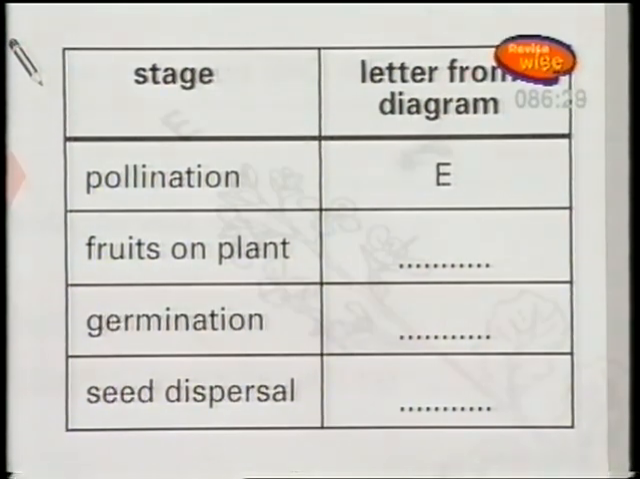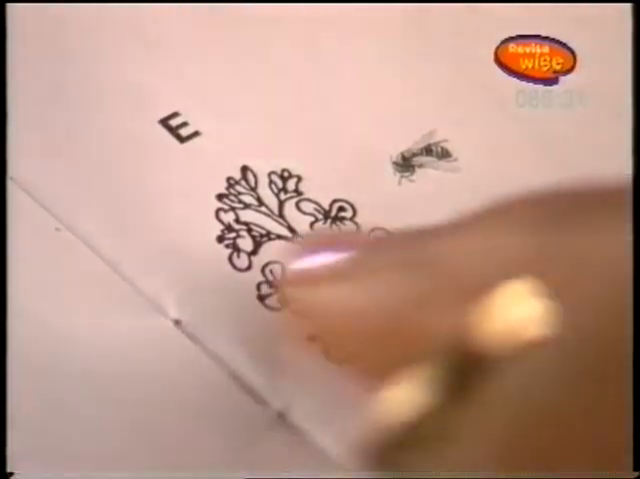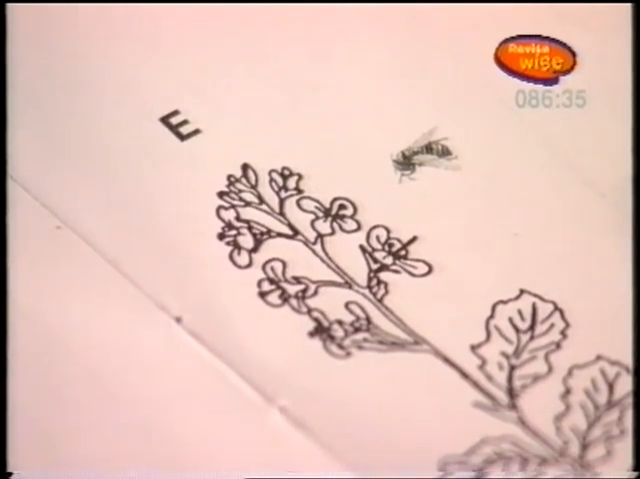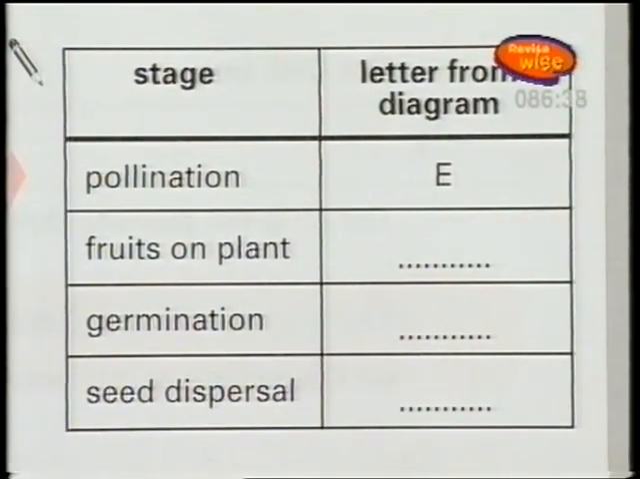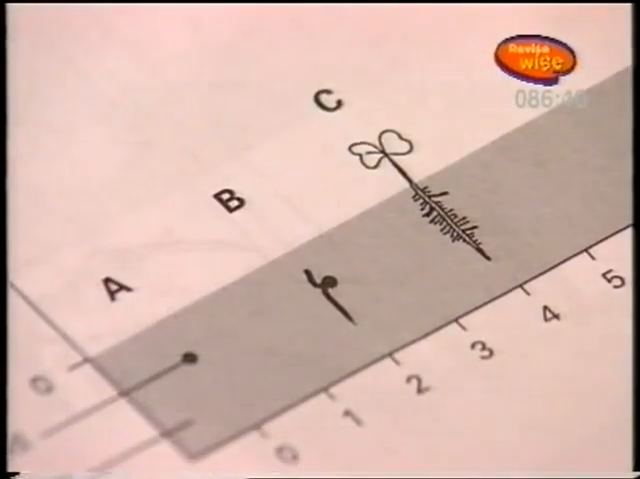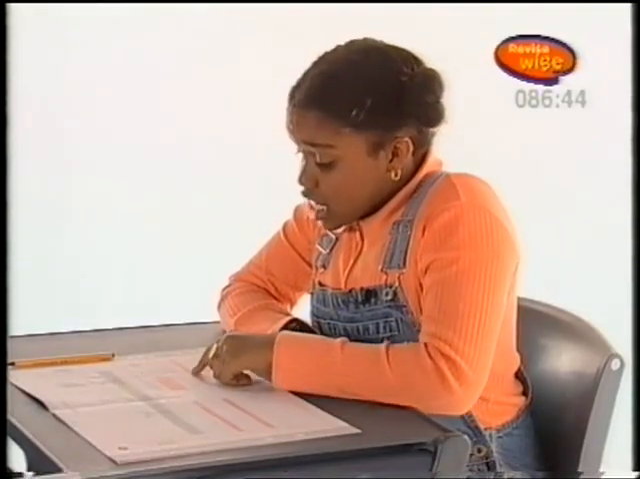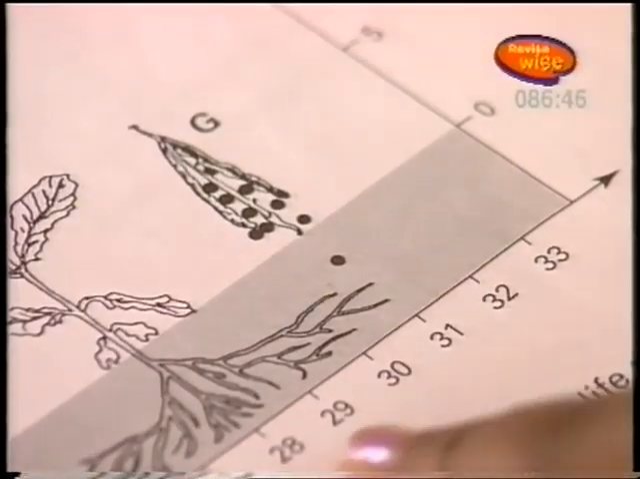Well, they're saying that pollination is E. Well, we can see that because it has flowers on the plant and there's a bee buzzing around it. Germination is when the seed starts to grow a root and a stem, so that would be B. Seed dispersal, that would be G.